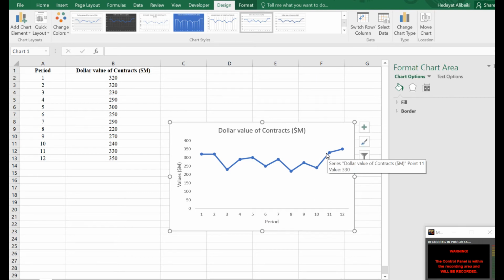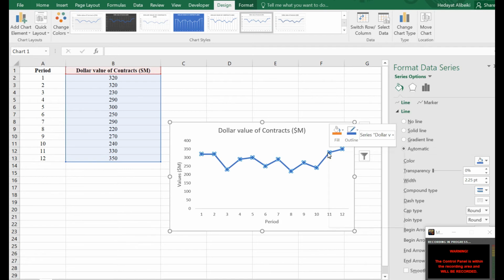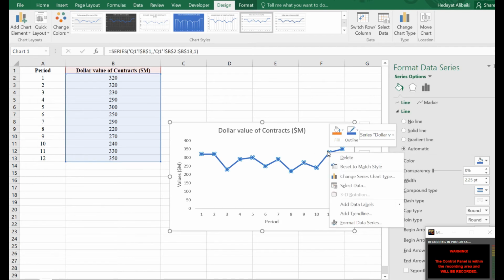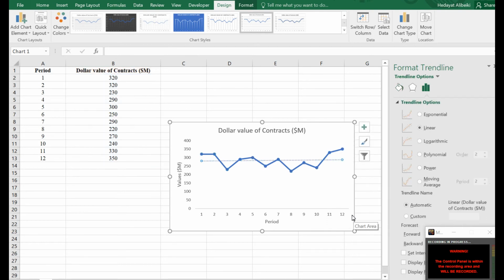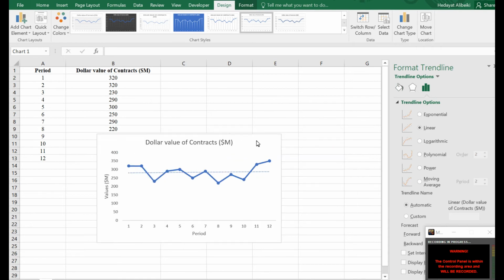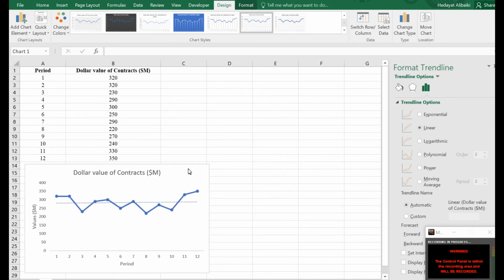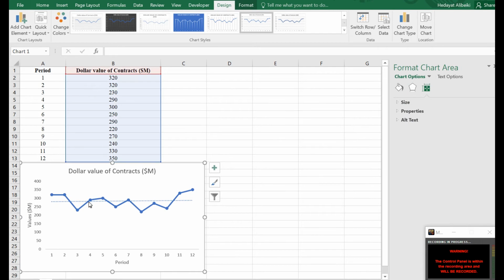I can actually go ahead and add a trend line here by right clicking on one of these data points and then add trend line. So as you can see here, the trend line looks to be a flat line. I don't see a straight line either increasing or decreasing, so it's kind of a horizontal line, and it actually indicates the pattern that exists.